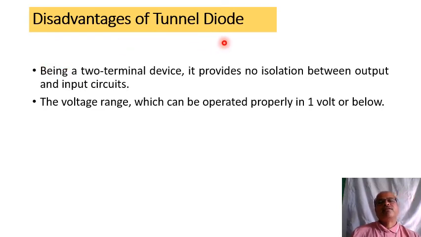Then the disadvantages of the tunnel diode: being a two-terminal device, it provides no isolation between output and input circuit. The voltage range in which it can be operated properly is 1 volt or below. So these are the disadvantages of the tunnel diode.